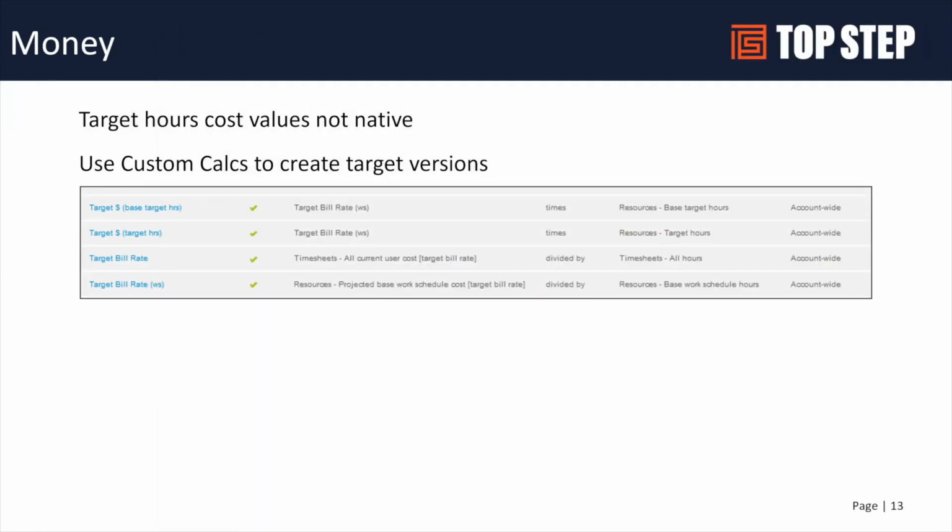You may also want to create some different calculations. So these are some of the custom calculations to see what you can get for like target hours, target bill rate. You can divide all the users' target costs by their hours to come up with their bill rate. So there's a few values that you might want to include in a report or use in other custom calcs that you would need to create using custom calcs. The overall dollars are there, but some of the finer points you may want to back into using this method.